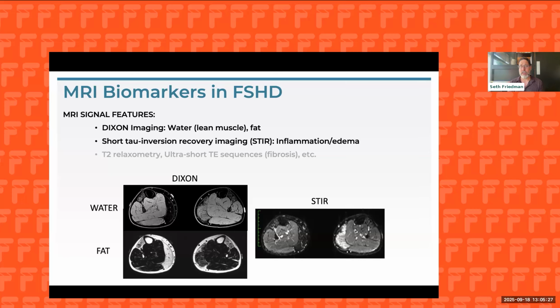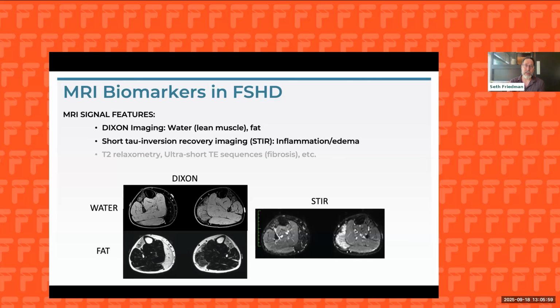The other sequence that we use a lot is short tau inversion recovery imaging, or STIR. STIR has a pretty cool capacity to null all the fat signal, and then what you're really seeing is free water. In this patient, you can see there's quite a bright blush in the center of the medial gastroc. This is what we've oftentimes termed STIR plus or STIR positive. So these are the two main sequences we'll talk about today.